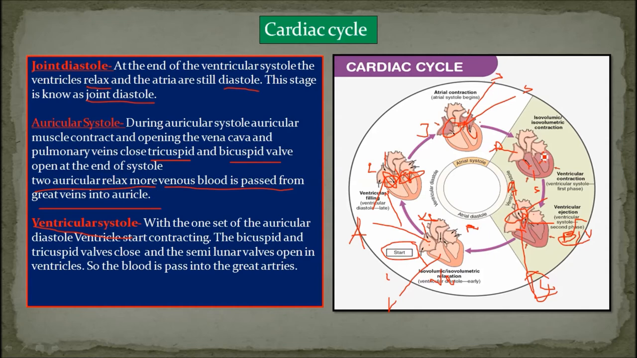When these two valves close, automatically the two semilunar valves open, and the blood flows through them. Impure blood flows into the pulmonary artery, and the pure blood goes to the aorta. And again, the same thing happens when the blood is relaxed or removed from the heart. Then again the joint systole condition comes.